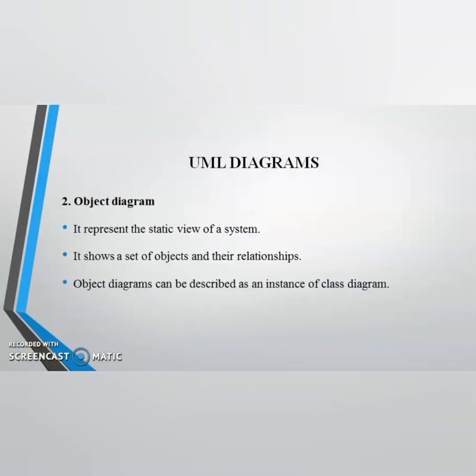The second diagram which comes under structural is object diagram. It also represents the static view of a system. The second thing is it shows a set of objects and their relationships. And third, an object is an instance of a class diagram.